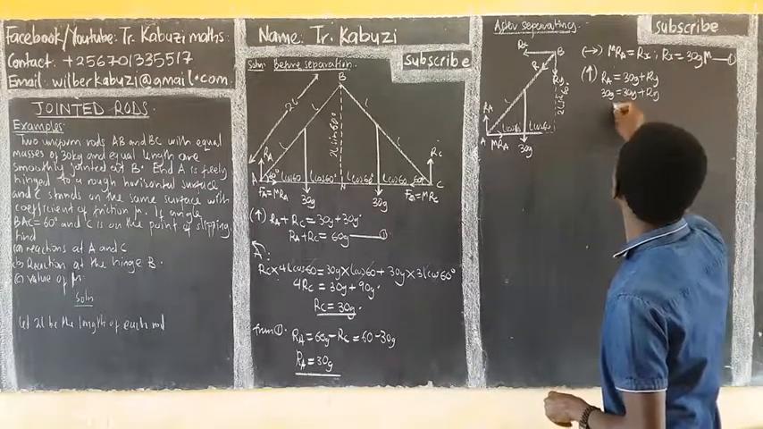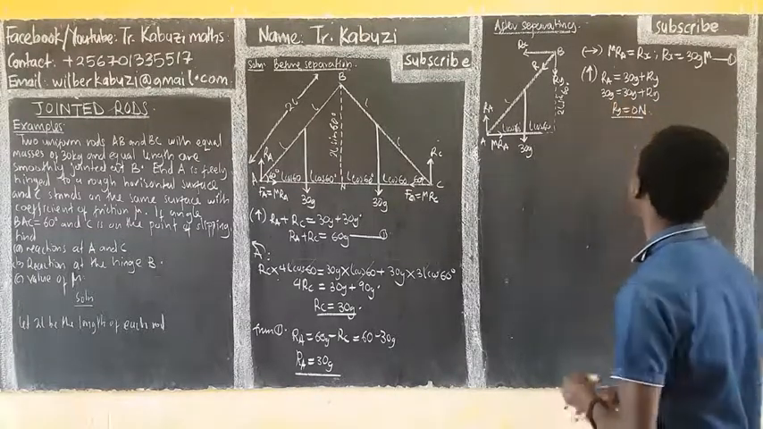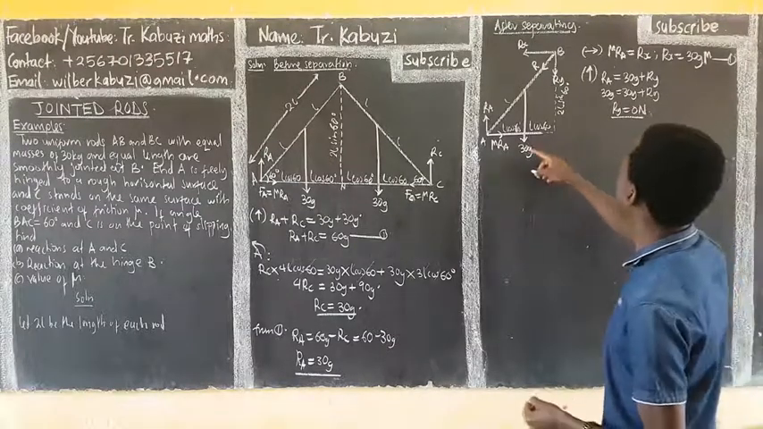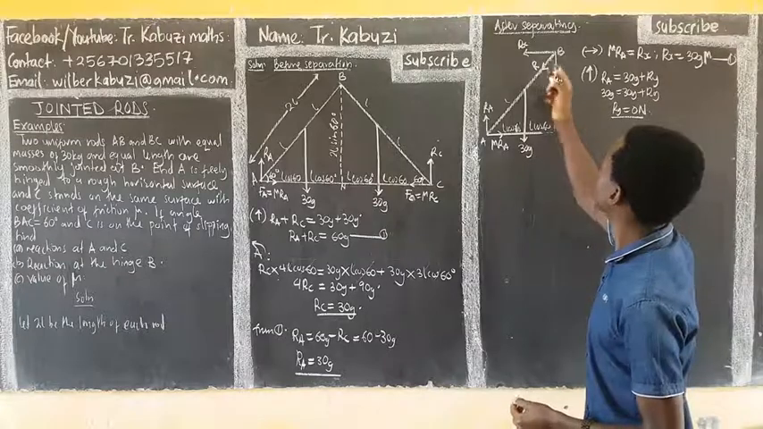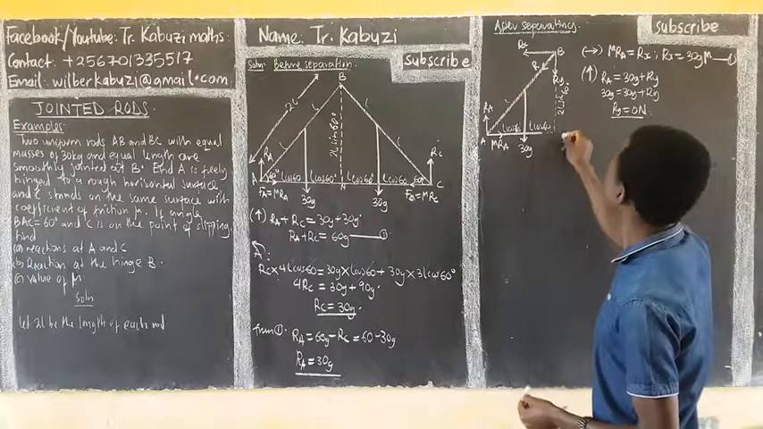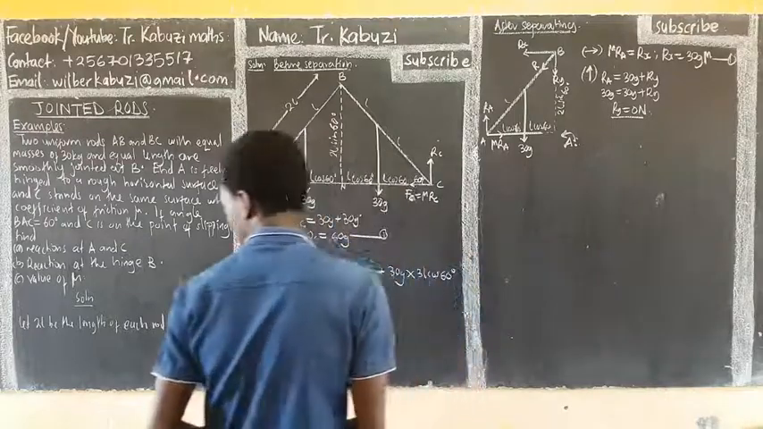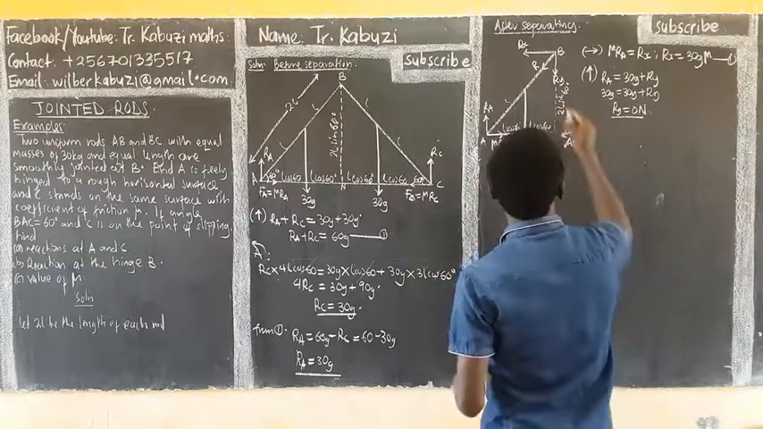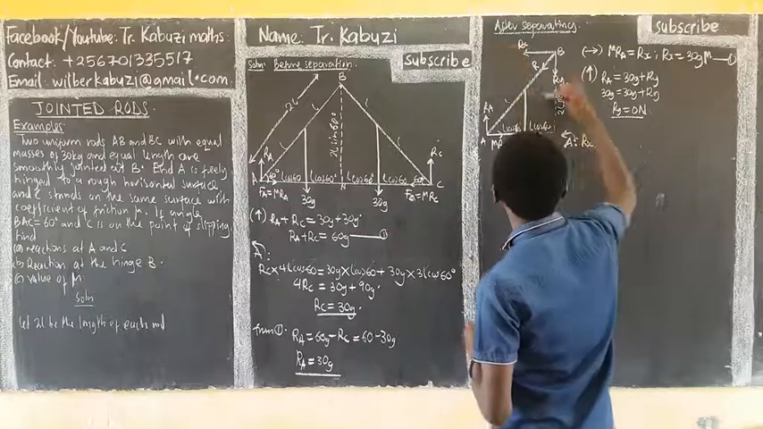Now to get the horizontal component, we can take moments at A. So taking moments at A, let us take it that you see that it's going to act anti-clockwise. Taking it anti-clockwise, we have Rx times the perpendicular distance from A up to here, which is 2L sine 60 degrees.